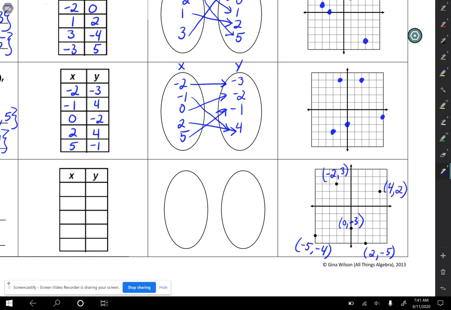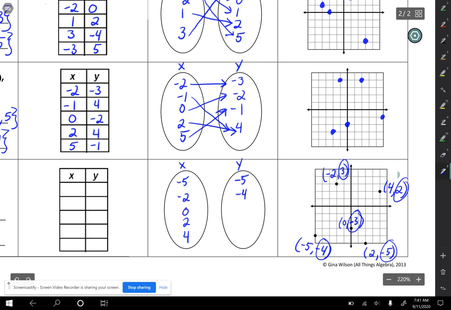Okay. So my x's and my y's go in my mapping. So the x values are the first numbers. So -5, -2, 0, 2, and 4. Okay, and then the y values are the second numbers. I like to write them in order still. So -5, -4, -3, 2, and 3.